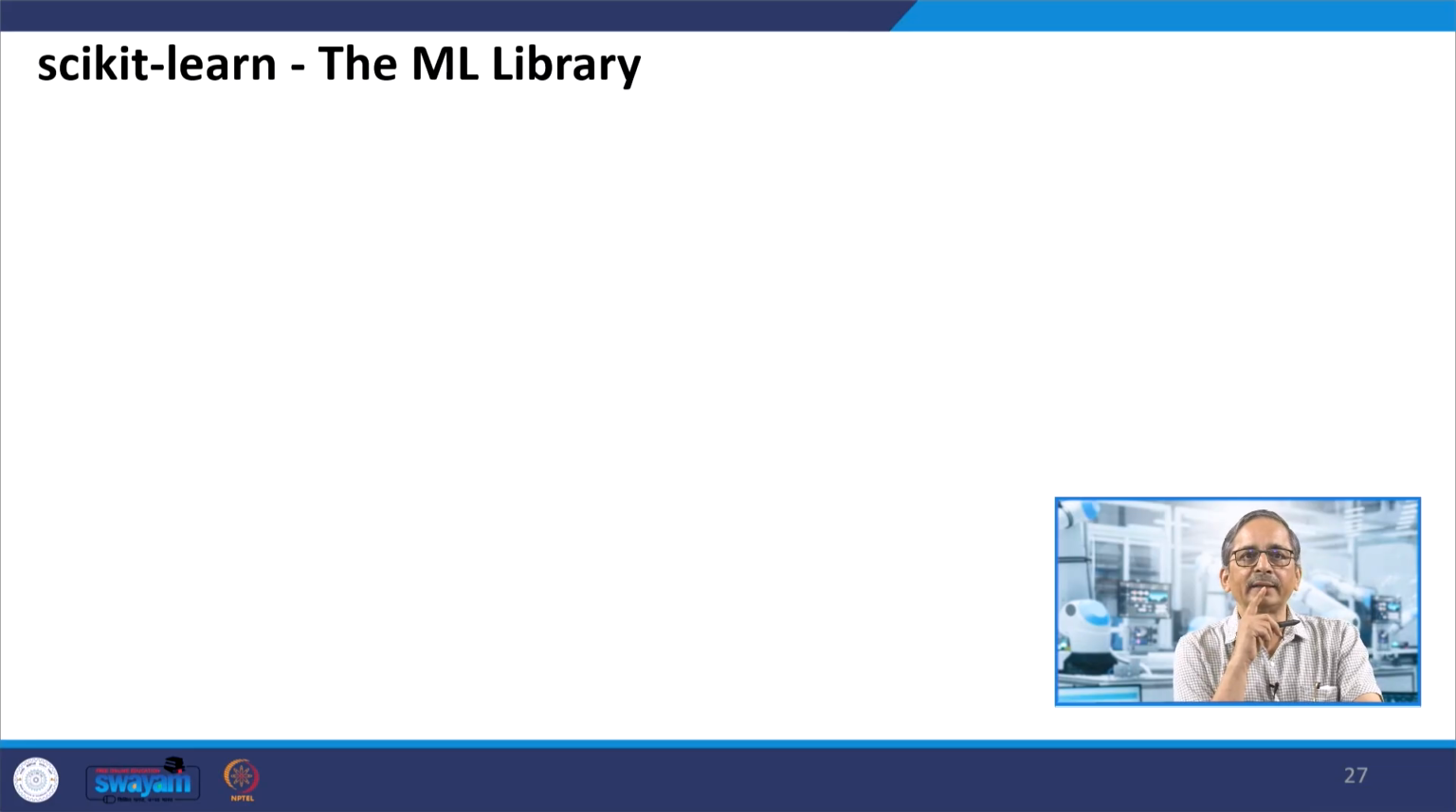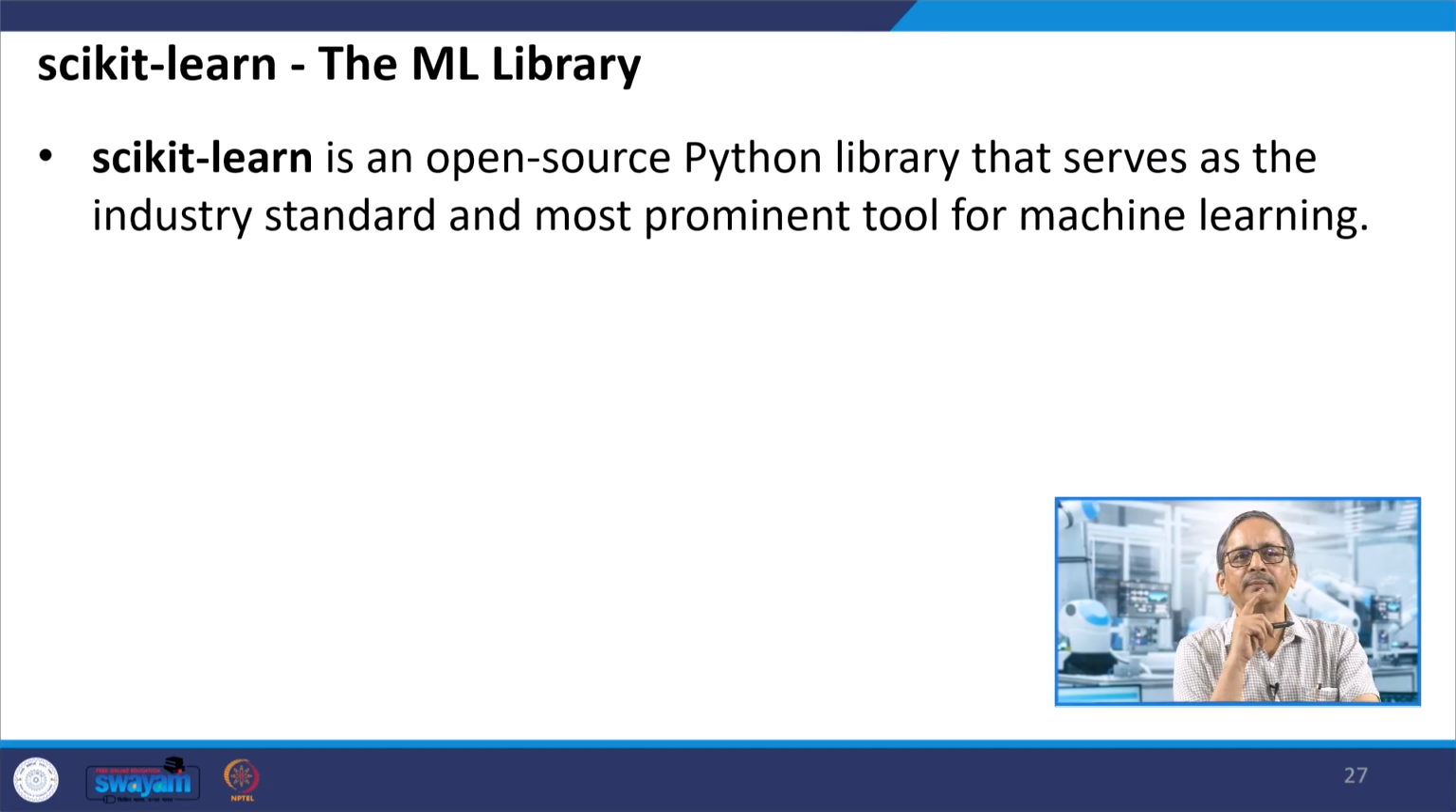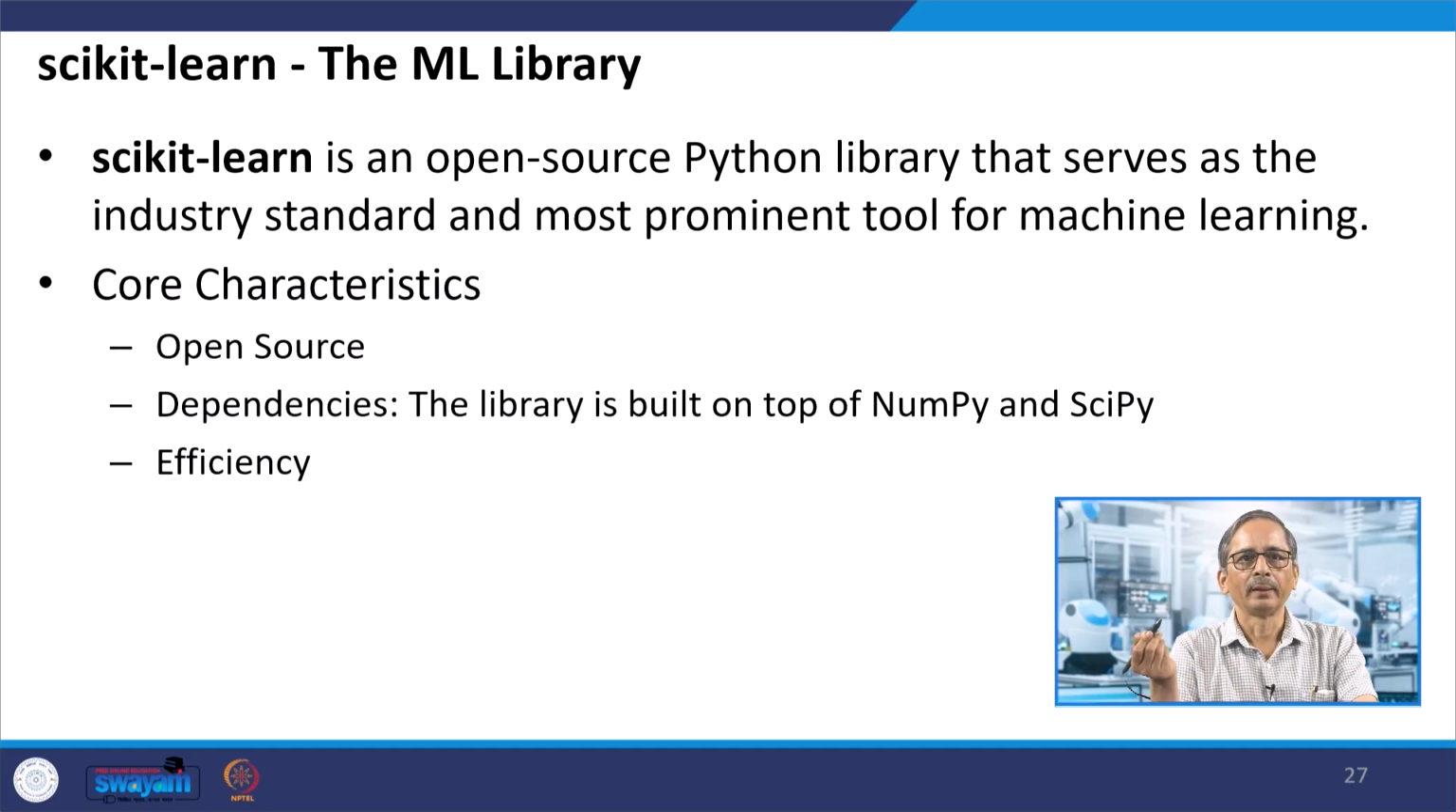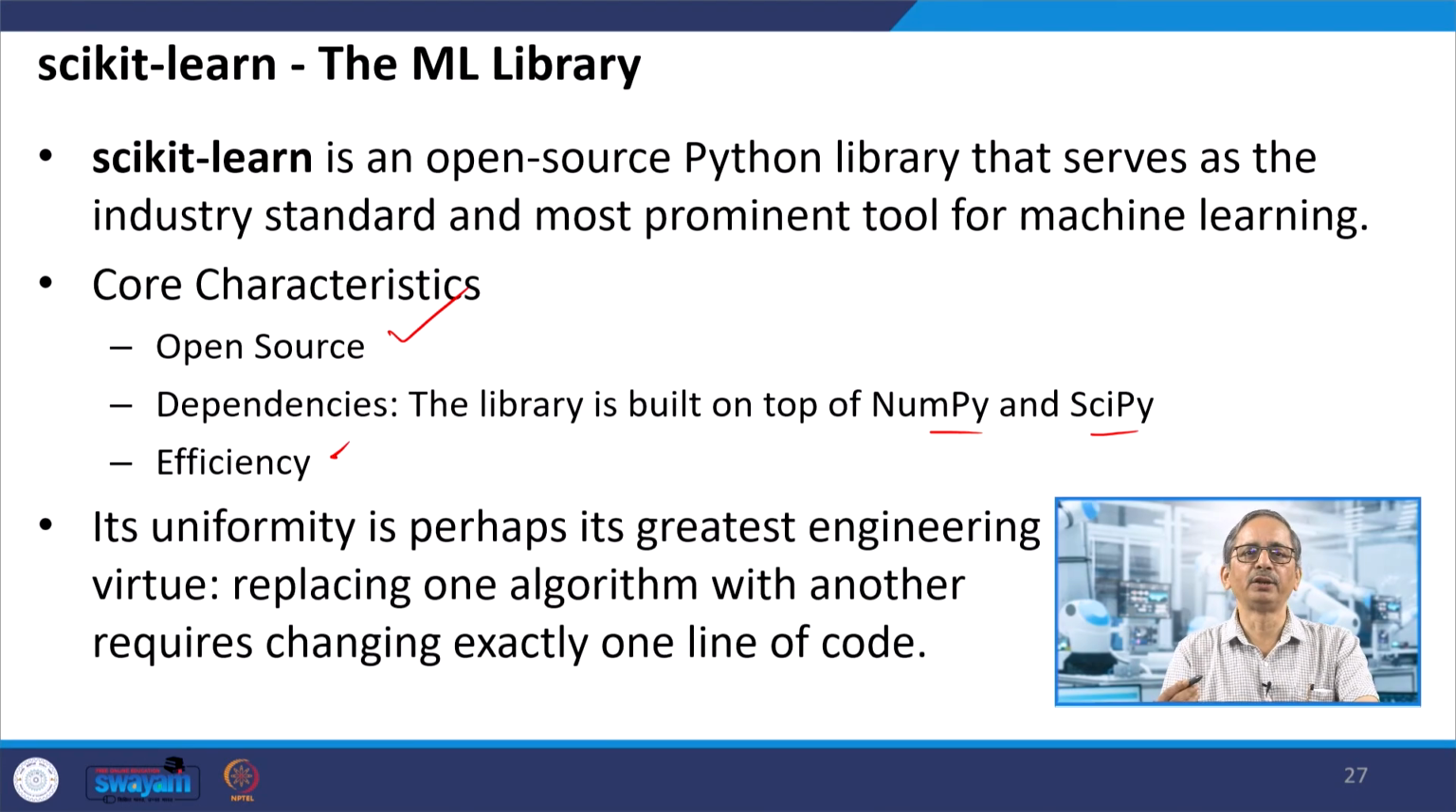So, next let us learn about scikit-learn, which is the machine learning library. You see, scikit-learn is an open source Python library that serves as the industry standard and the most prominent tool for machine learning. The core characteristics: the beautiful thing is that it is open source, and this library is built on top of NumPy and SciPy. It's efficient, okay, and its uniformity is perhaps the greatest engineering virtue. Replacing one algorithm with another requires just changing exactly one line of code.